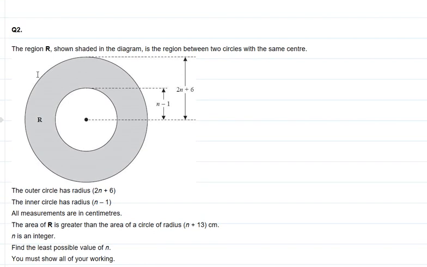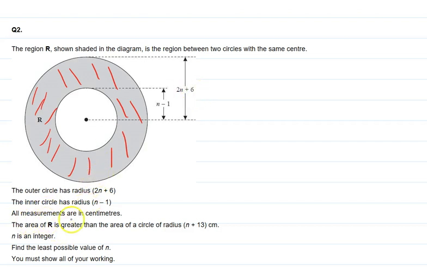So here it is given the region R is shaded in the diagram. Okay, so this is region R. It is shaded. Now, there are two circles. One is a small circle. The small circle radius is n minus 1 and the big circle radius is 2n plus 6.